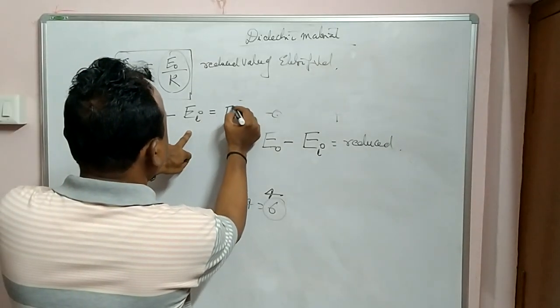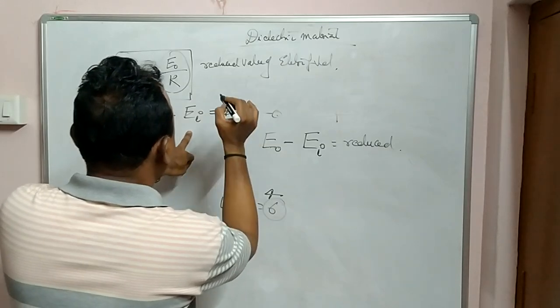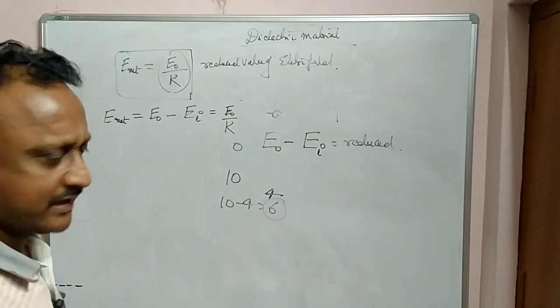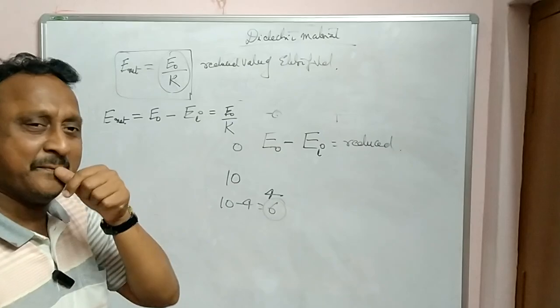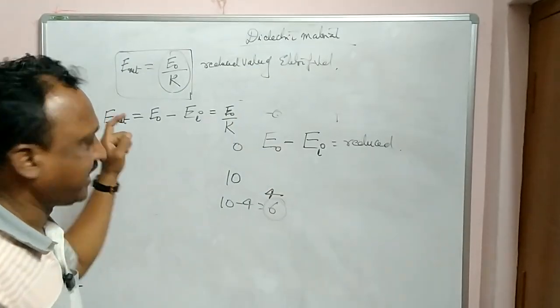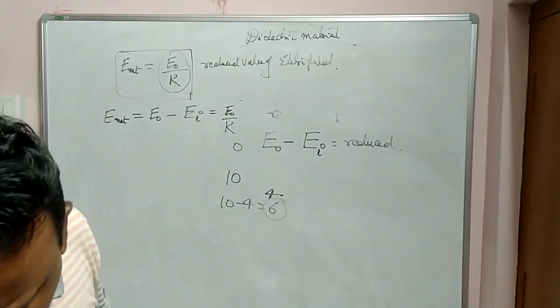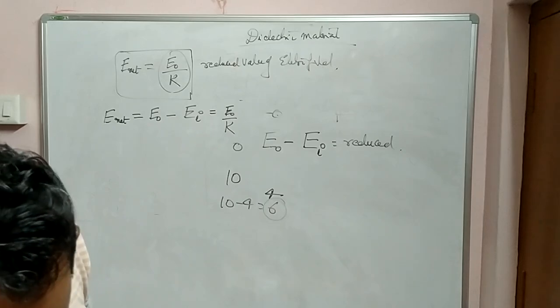Again, E0 by K. Original value becomes 1 by K times, that is the E net value. And you can take the formula in this fashion.